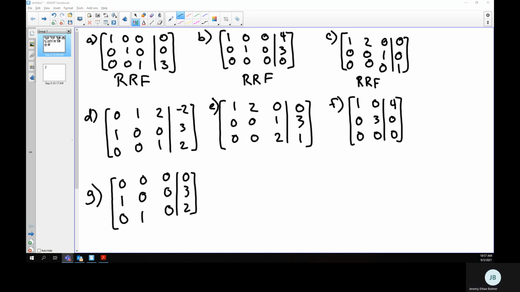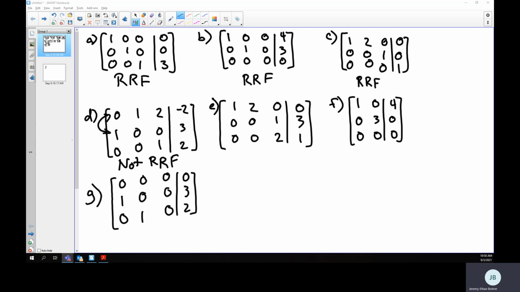In D we have two problems. The first is that there's a leading one in the second row with nothing above it. So what we should do here is switch the first and second rows. And also, we have a 2 above the leading one in the third row. So we should subtract 2 row 3 from row 1 to get rid of that 2. So I'll just say this is not row reduced form.